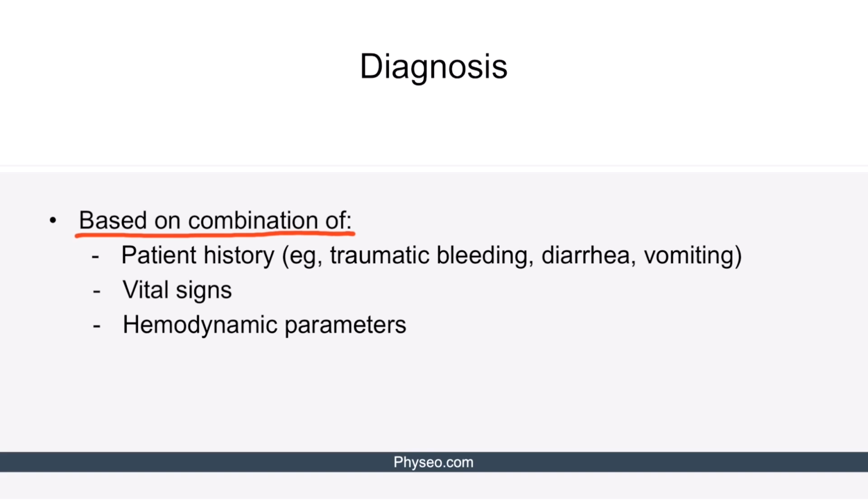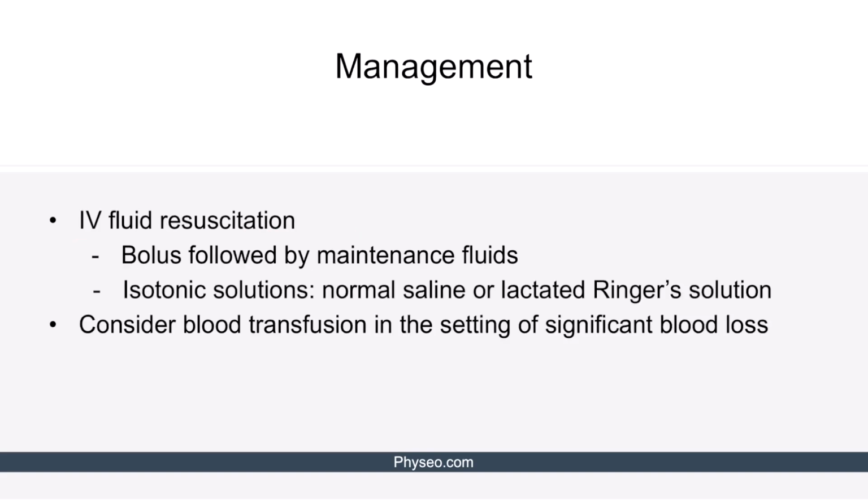So once you've identified that a patient has hypovolemic shock, you've got to manage it. And you do this with IV fluid resuscitation. So usually bolus IV fluids are administered to stabilize the patient first, and then the patient can receive maintenance fluids.